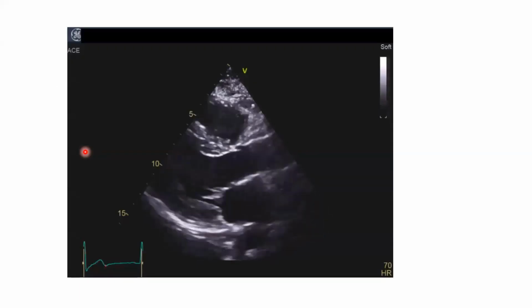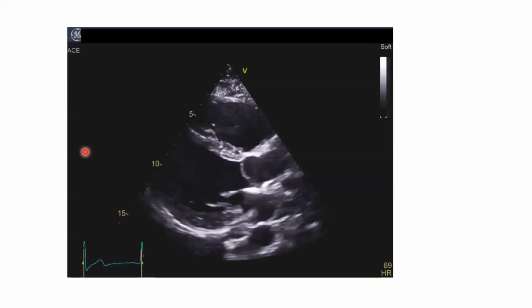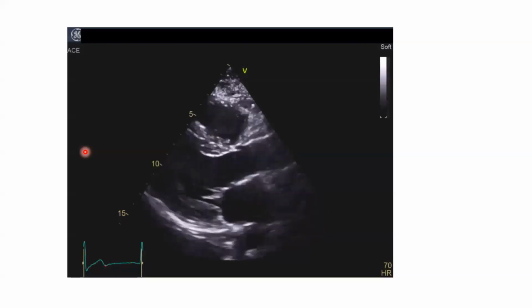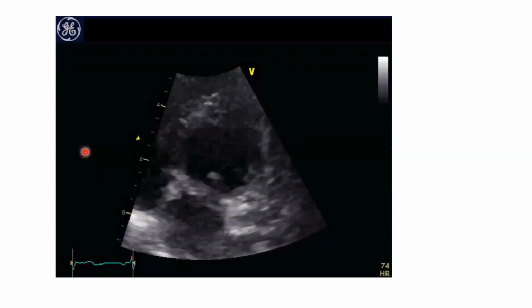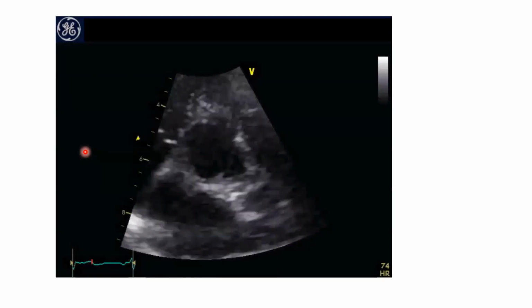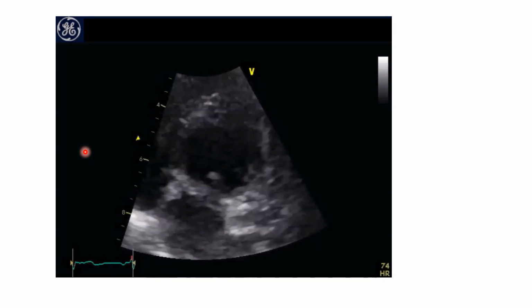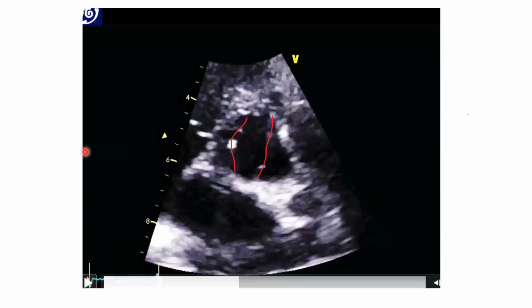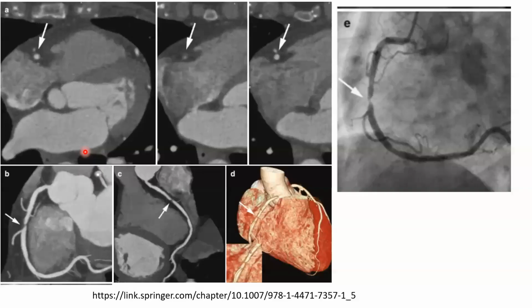Here is an example showing the parasternal long axis view. There is systolic doming of the aortic valve, with normal basal parts of the ventricles in size and function. And here in the short axis of the aorta, we can see a bicuspid aortic valve with fusion between the right and non-coronary cusps. These are the two cusps during systole. To identify the valve morphology, you need to see the cusps during systole. So the report reads: normal LV size, normal function, bicuspid aortic valve.